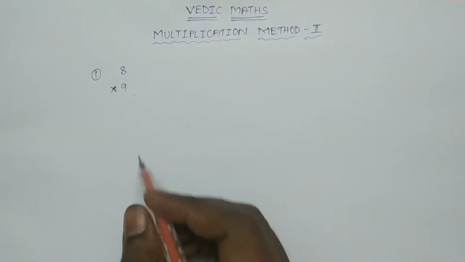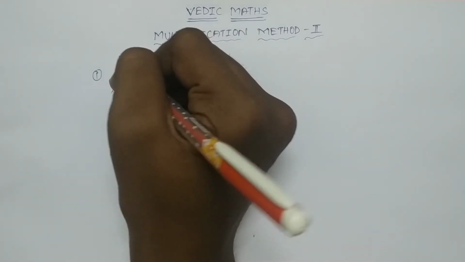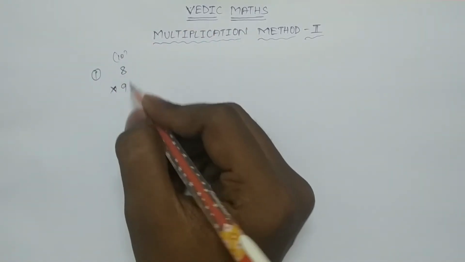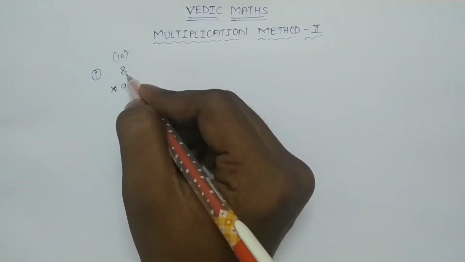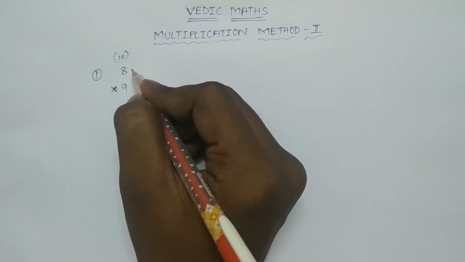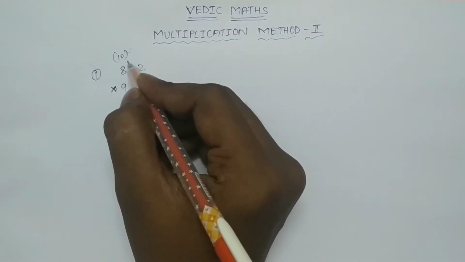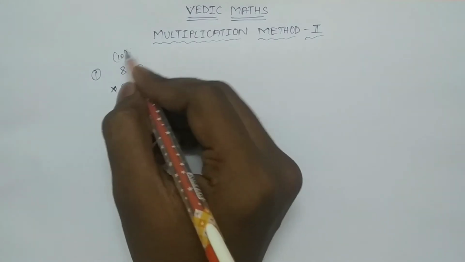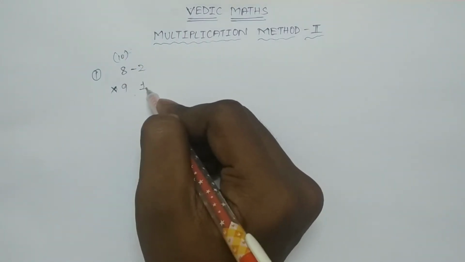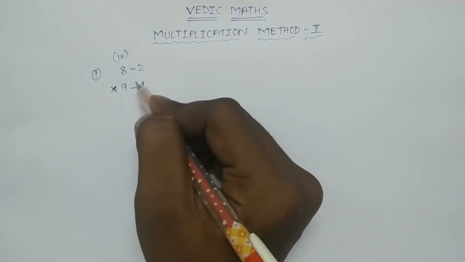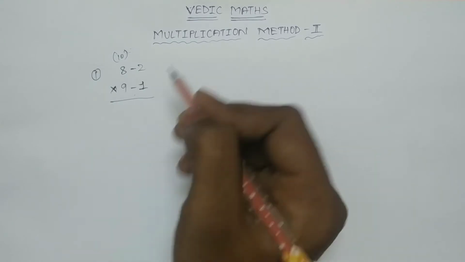The nearest round figure for these values is 10, so I am taking 10 here and I am comparing these two values with 10. If I compare 8 to 10, 8 is 2 less than 10, so I am writing minus 2 here. And again, 9 is 1 less than 10, so I am writing 1 here, and I am writing minus because it is less than 10.